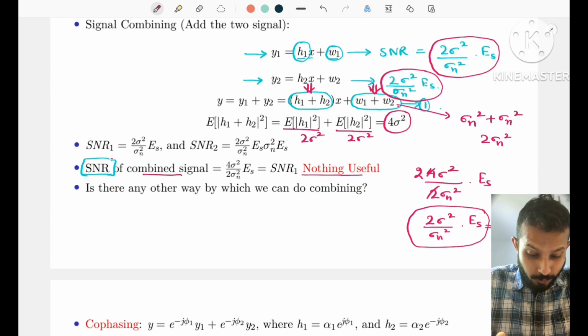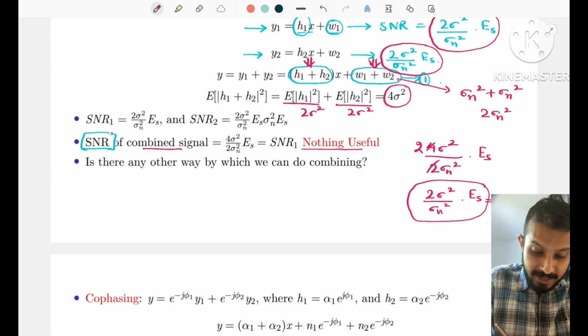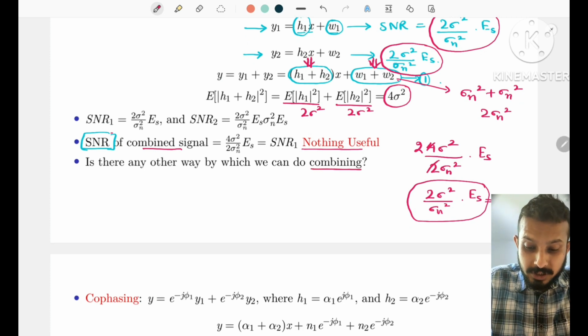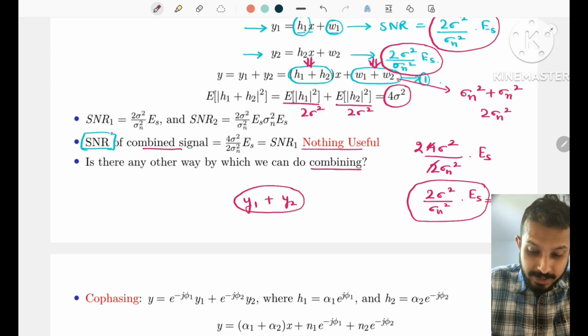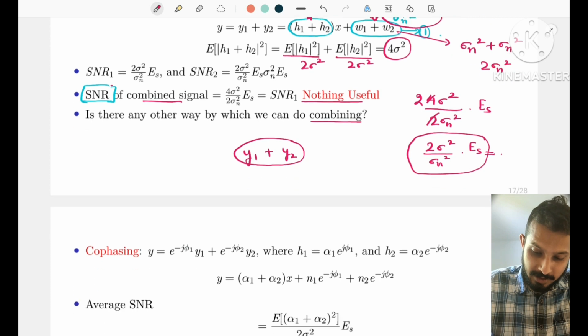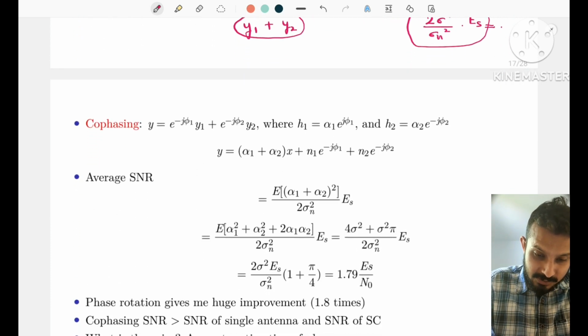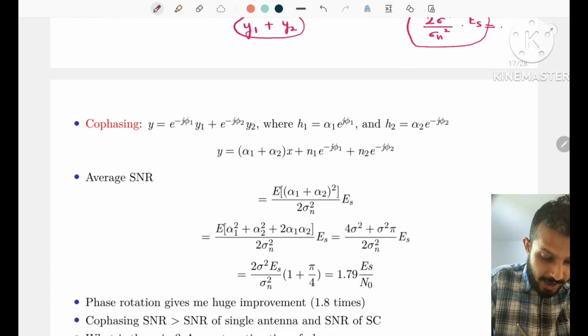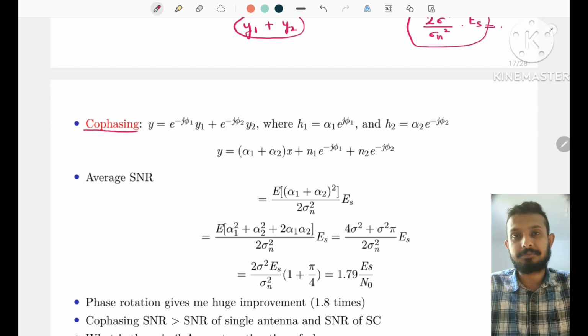So now what we want to see is, is there any other way by which we can do this combining, such that we add the two signals y1 plus y2, but we get the resultant SNR greater than the SNR of the first antenna or the second antenna? So the answer to this question is yes, we have a way, and it is called cophasing.